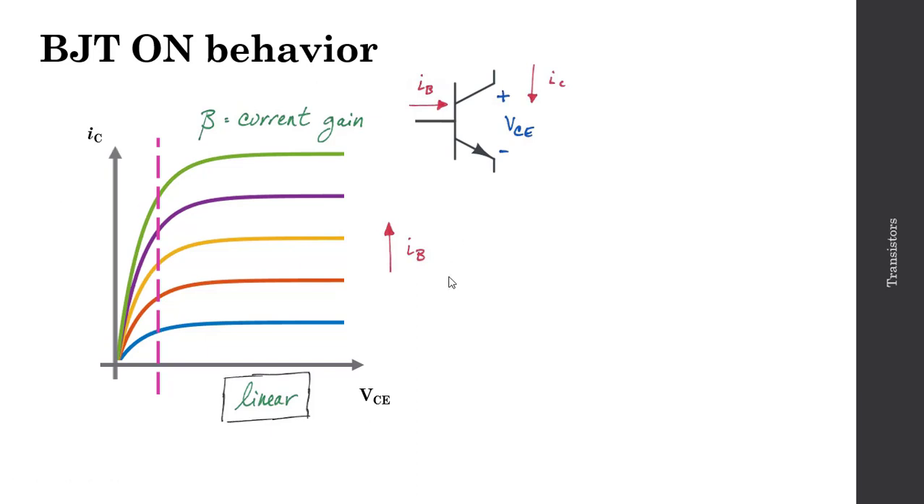So I can easily predict, based on some input base current, what my output collector current is going to be. However, when I'm in this region to the left of my line, say when I'm down here, if I have a relatively small change in the base current, the collector current is not changing very much.